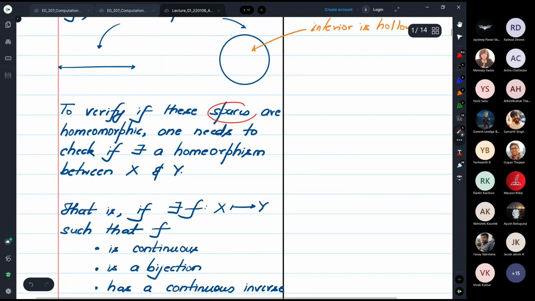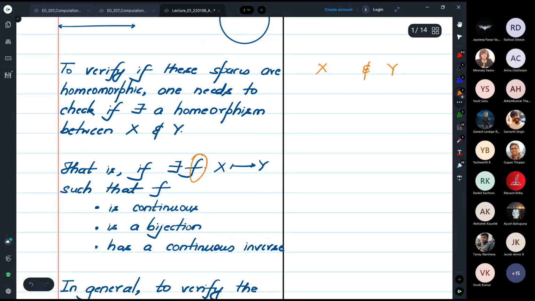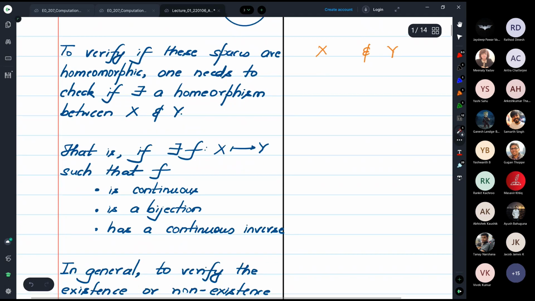Two spaces X and Y are said to be homeomorphic if there is a function f that goes from X to Y, and that function satisfies the following three properties.